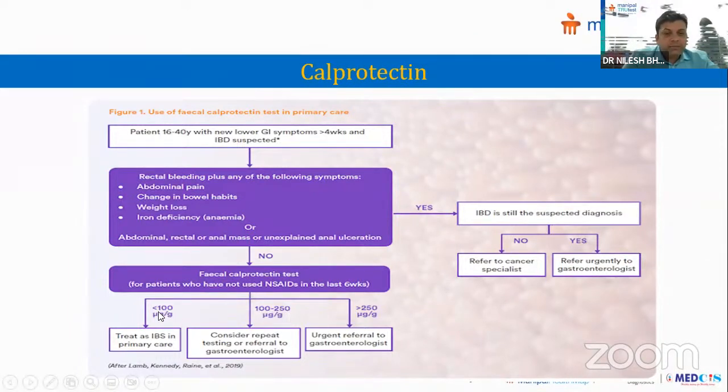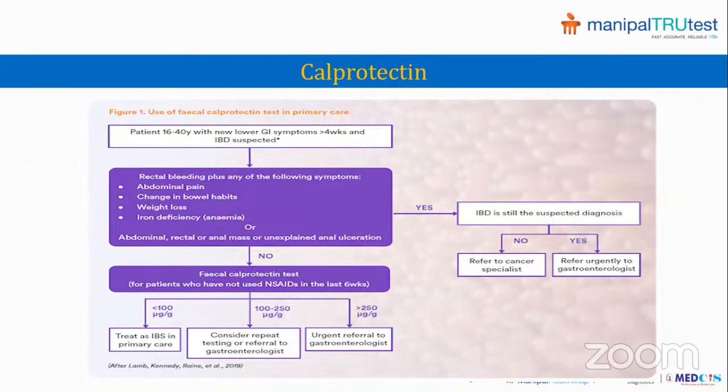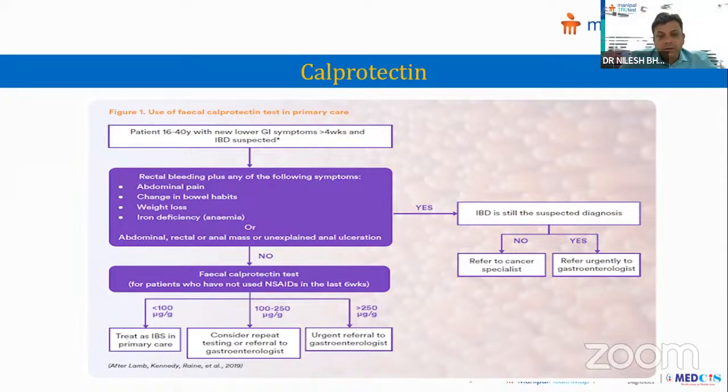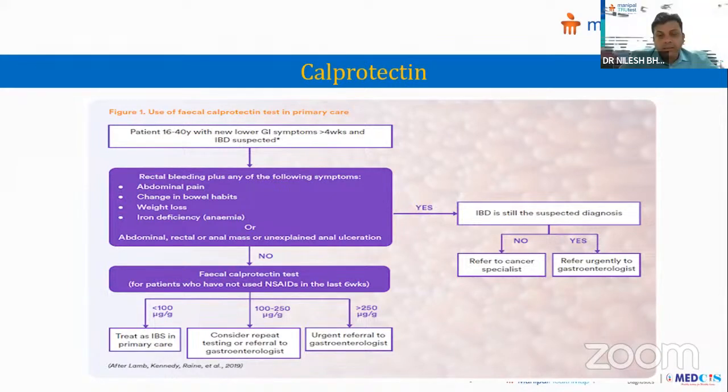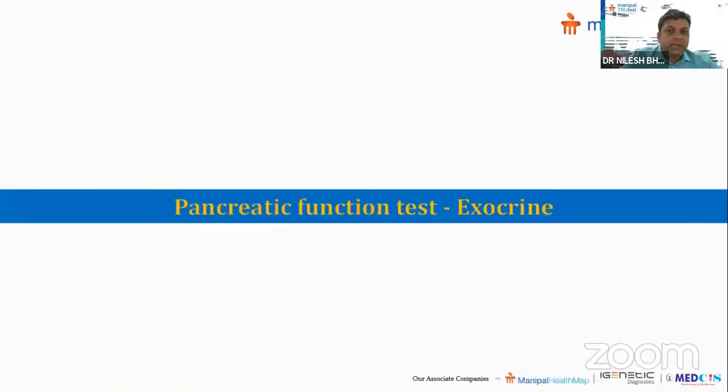And whenever the levels are less than normal, less than 100 microgram per gram, then you can suspect IBS if the patient has the symptoms. Whenever the levels are in the gray zone, particularly 100 to 250, then this patient can be evaluated for other causes like gastric infection, and can be re-evaluated after a few weeks. But whenever the levels are more than 250 microgram per gram, it is highly suggestive of bowel disease. So this is how we can use this test to differentiate between IBS and IBD.